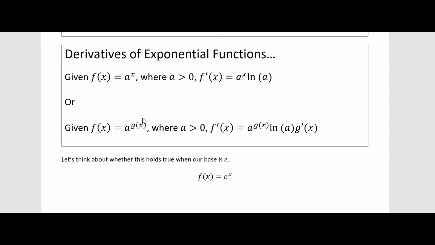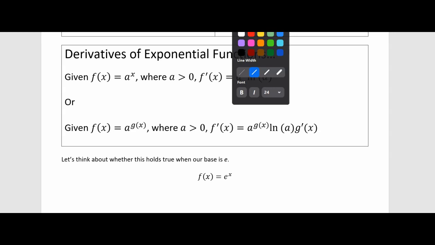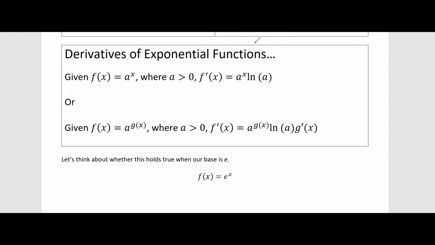If we need to implement a chain rule, so if f of x is equal to a to the power of g of x, right? So if our exponent is not just an x, maybe it's a 2x, maybe it's an x squared, well, then we just have to multiply by that derivative. So f prime of x will be equal to the same thing we have up here. Let me do some color coordination here. Right, so the same thing, but then we just have to multiply by the derivative of our inside function.